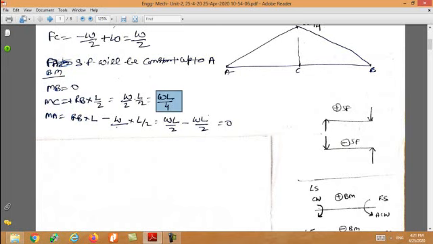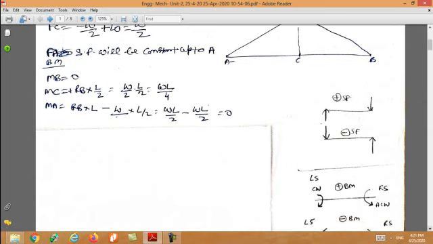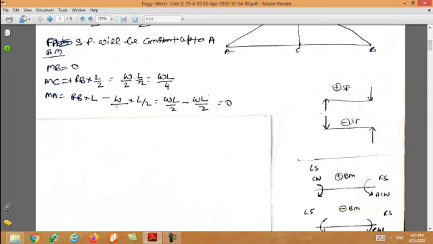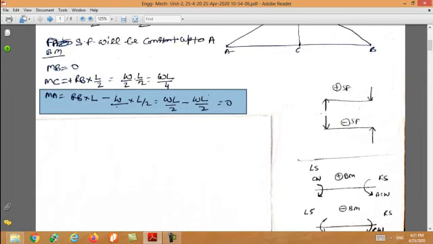And at MA it is equal to 0. Directly you can write it, but my suggestion is that you should calculate. So RB into L is positive, minus W into L by 2, so it will come 0. At one end you can write directly, but at the other end you should calculate, and then it should come 0. Then you will see that your calculation is correct.